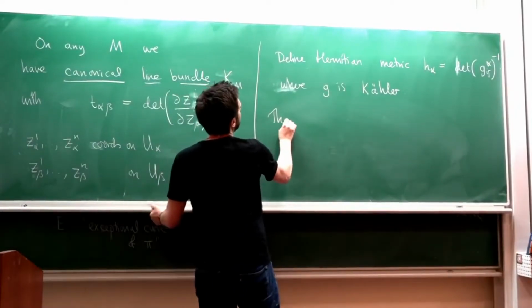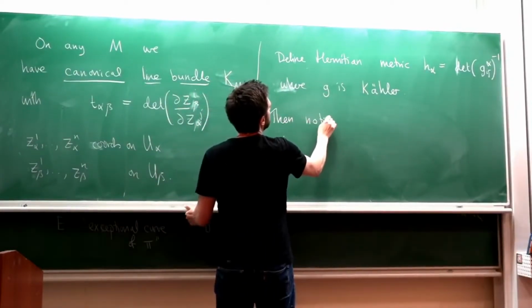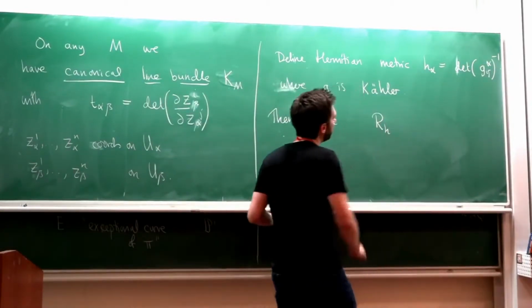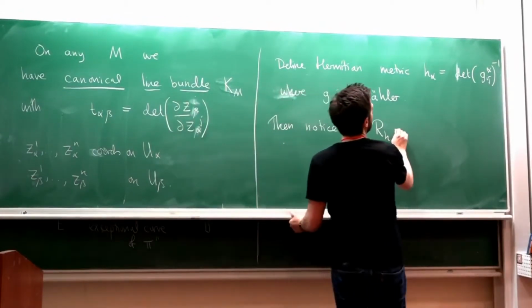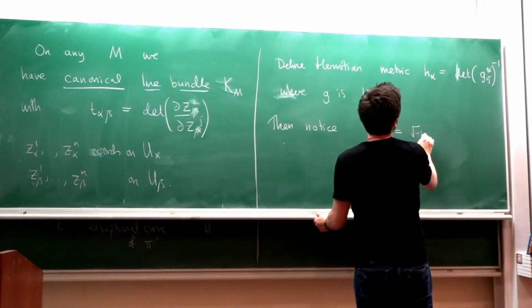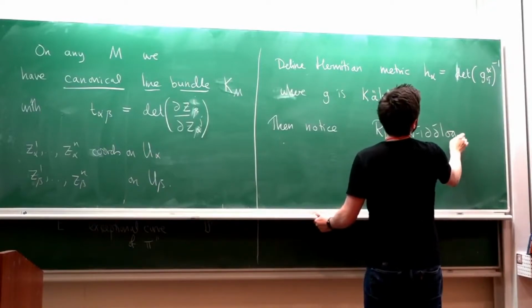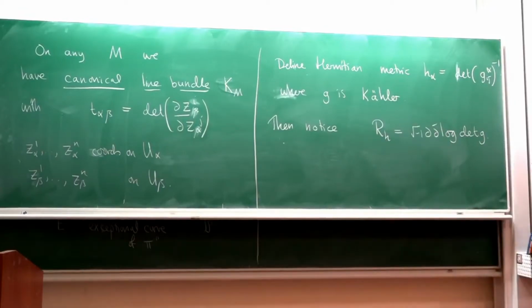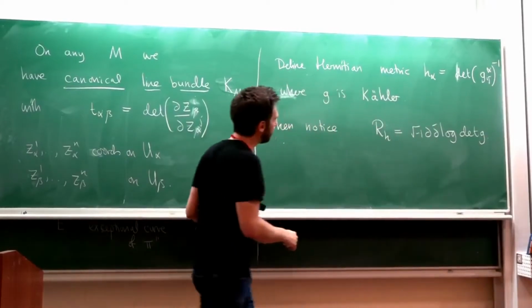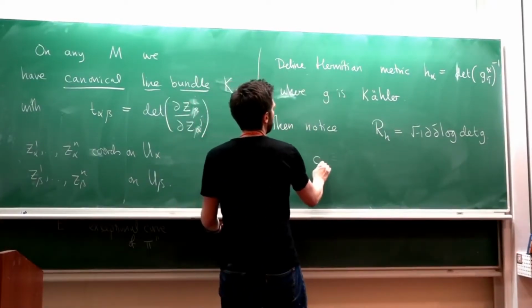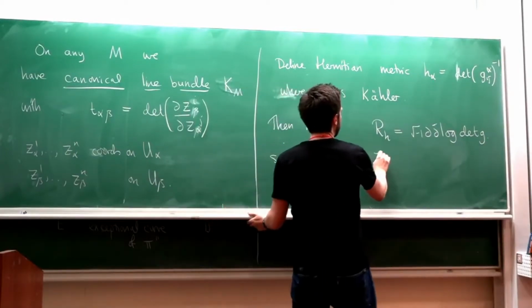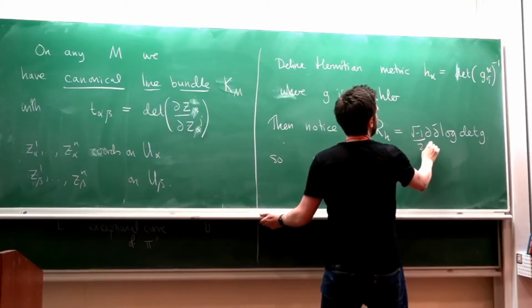And then notice that the curvature is nothing other than dd bar log of the determinant of G. There's a minus which cancels that minus because there's a minus here. Then I have another minus, and so what we see is that the first Chern class of K_M is given by the cohomology class. I guess it's a factor 2 pi.